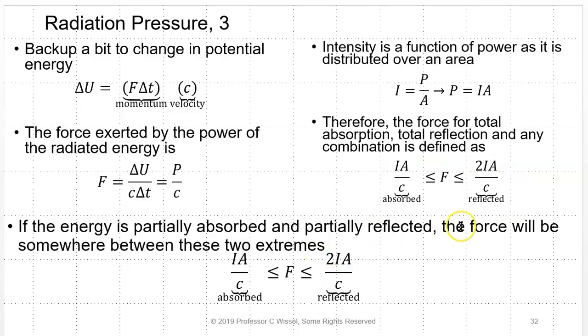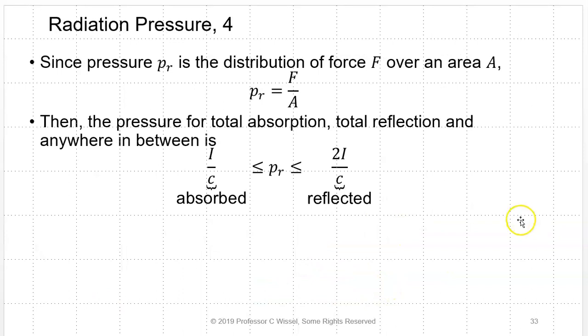Okay, so there's that 2. So reflected is twice as much. Now, if the energy is partially absorbed or partially reflected, it's going to be somewhere between these two extremes. Now pressure is the distribution of force divided by area. So P_R is F over A. Then the pressure for total absorption, total reflection, anywhere in between: absorbed is the intensity divided by the speed of light. If it's reflected, it's just twice what the absorbed value is, so 2I over c.